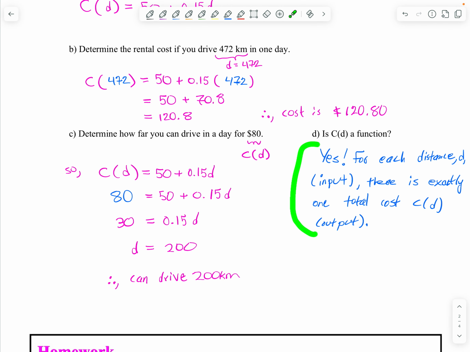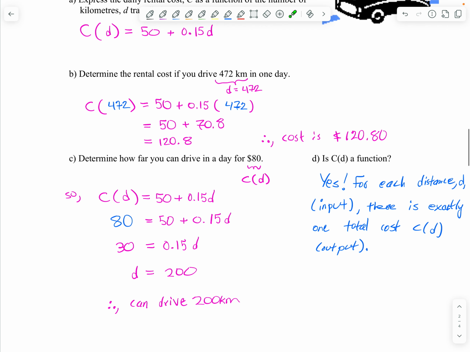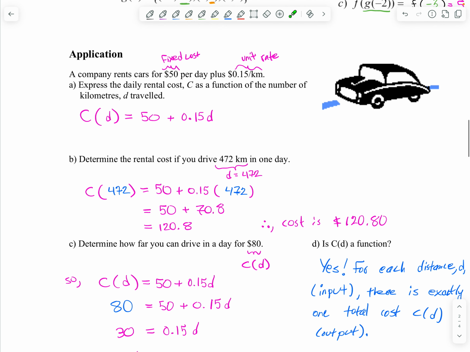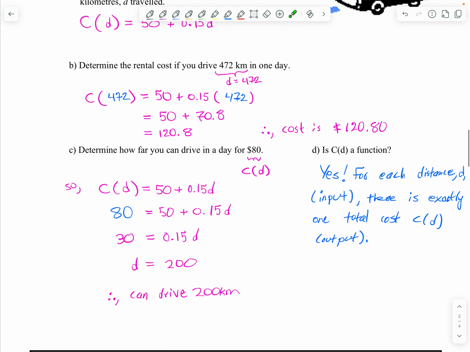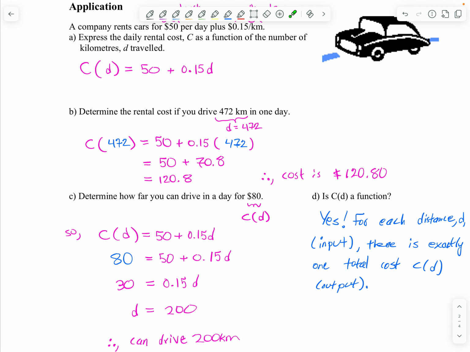Now the last question here is, is C of D a function? Well, actually it is a function because for each distance D, which is my input, there is exactly one total cost C of D, or the output. In other words, it's linear and it's not like a vertical line, so it is a function. Each distance has one and only one cost. So hence it is a function.